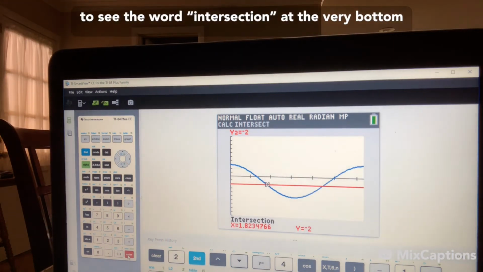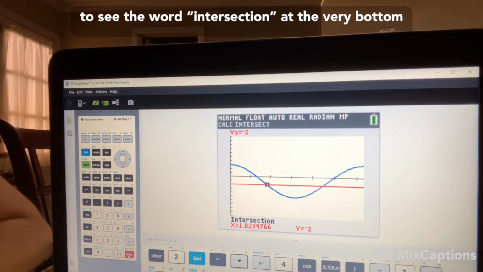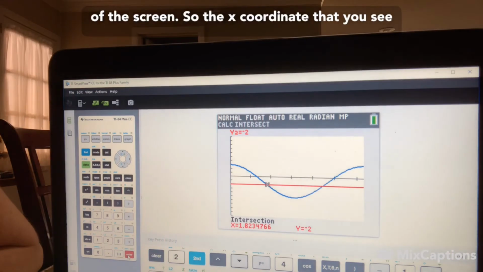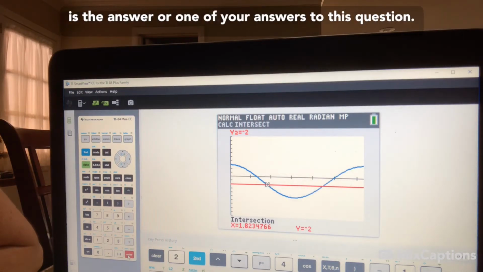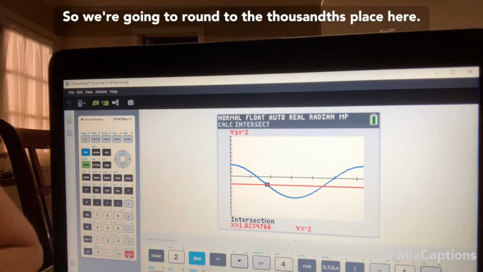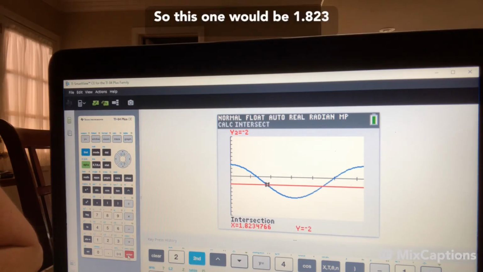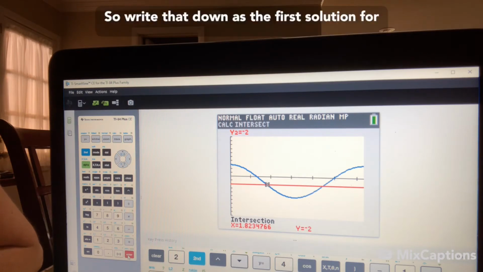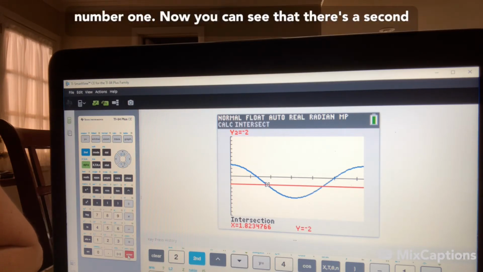You're going to see the word intersection at the very bottom of the screen. So the x-coordinate that you see is the answer, or one of your answers to this question. So we're going to round to the thousandths place here. So this one would be 1.823. So write that down as the first solution for number 1.